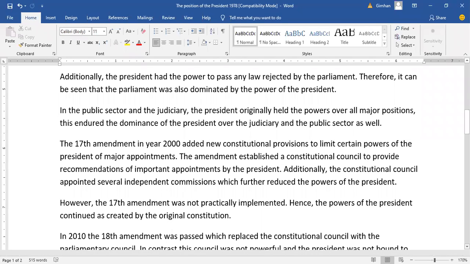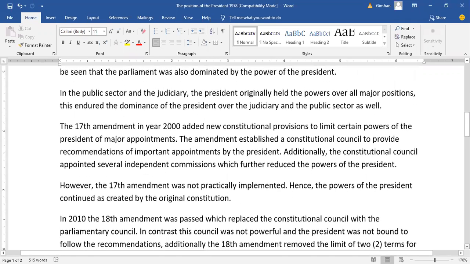Therefore, it can be seen that parliament was also dominated by the power of the president. The president had the power to pass any law rejected by the parliament. How? It isn't mentioned here, so you all may take down notes. He can call a referendum. If you have heard of something called a referendum, the president can call for a referendum and get the law passed which was rejected by the parliament, right?